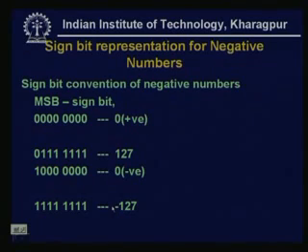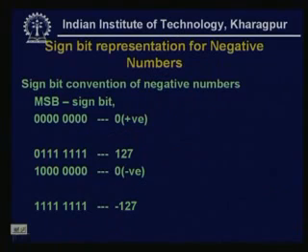Now, we see the negative number representation. See, the one thing we know is the sign bit representation for negative numbers, because we are mainly discussing the subtractor, and the subtractor we have represented as an addition. So, addition of negative numbers. How can we represent the negative numbers? That is one very important thing in this context. Now, sign bit convention of negative numbers, normally we take the MSB as the sign bit.